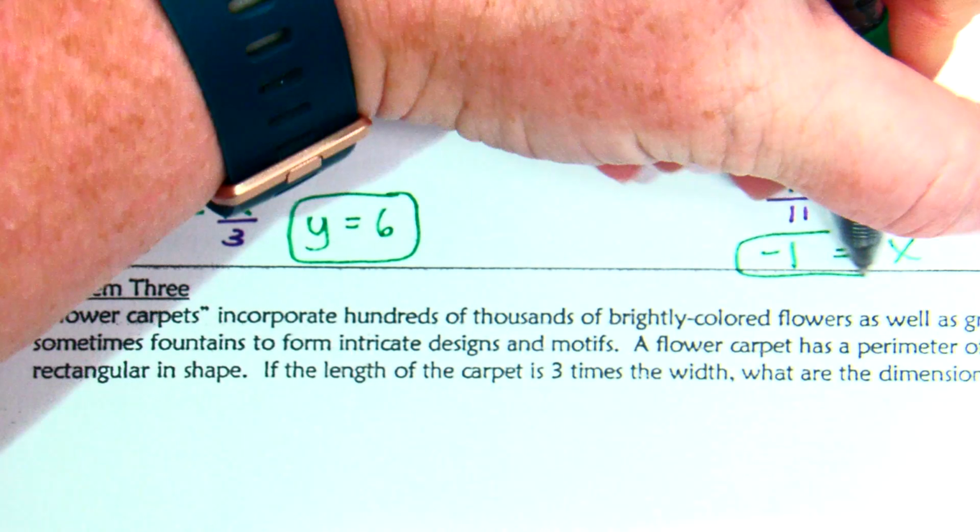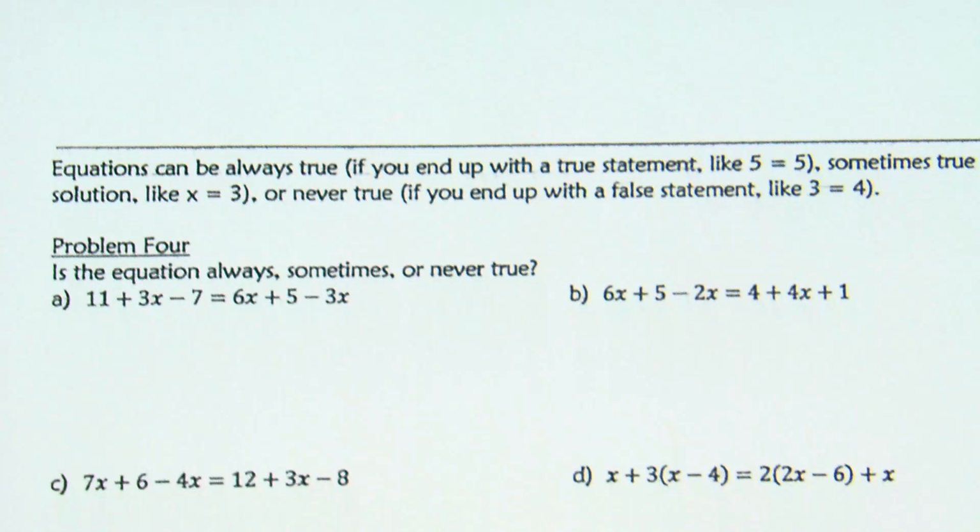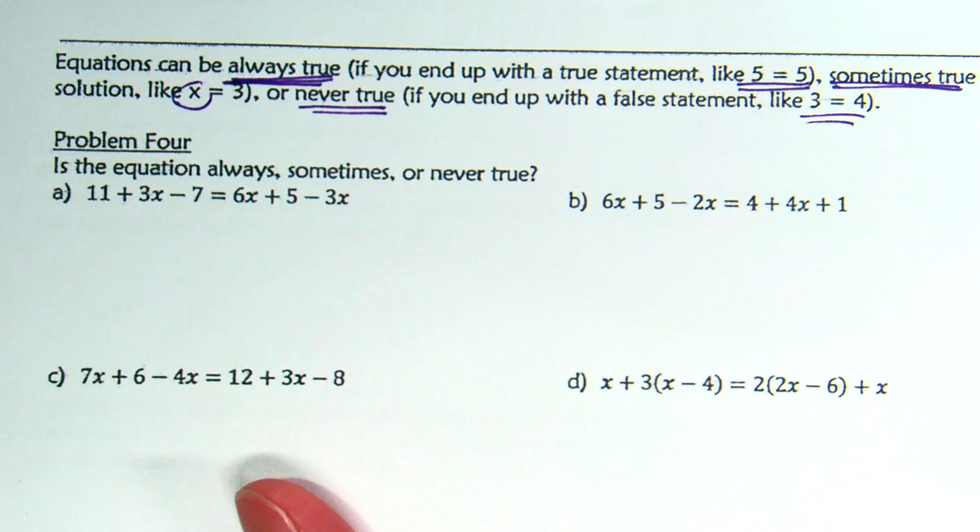Look down real quick with me at problem 4, skipping over problem 3. I believe you have some like this in homework, where they want to know, are these equations always true? So if you end up with a true statement like 5 equals 5, are they sometimes true, so you get a solution that involves an x, or are they never true, where you get a situation like 3 equals 4. Okay. What do I need to do to figure this type of problem out? Yeah, you need to work on cleaning up both sides and seeing what happens.